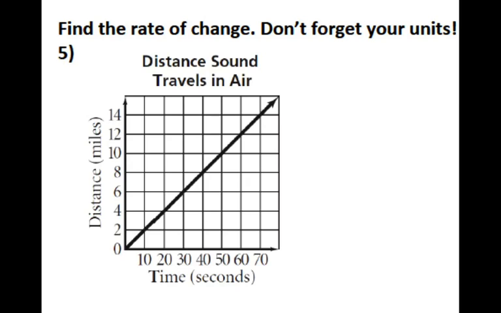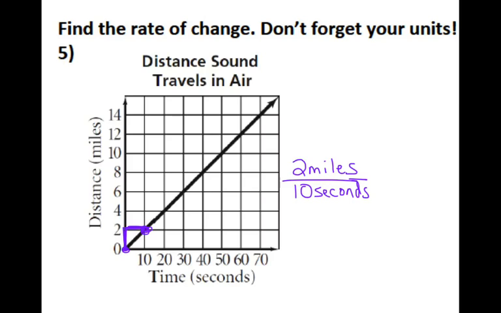Okay, the rate of change, we're going to look to see how much it's going up and over, and you can really take any 2 points and you can figure out how much you're going up and how much you're going over. You can tell that you're going up 2 miles for every 10 seconds, so that's the rate of change. You go up 2 miles for every 10 seconds.